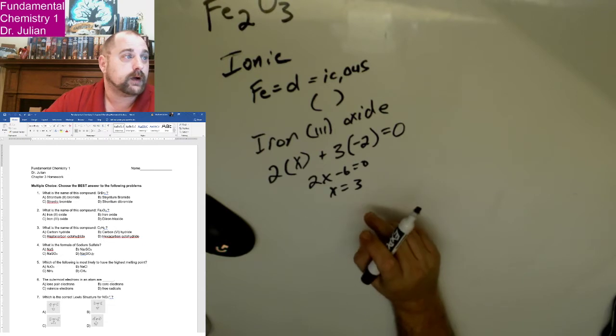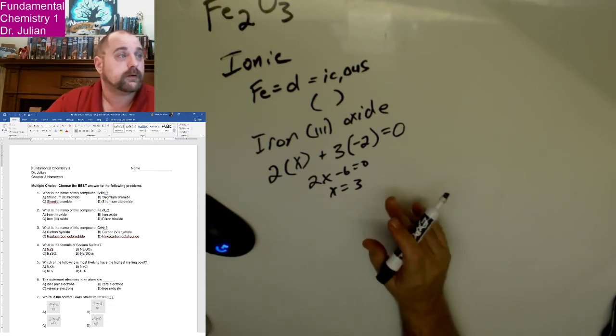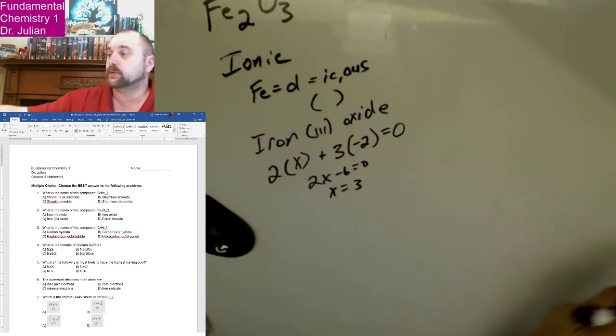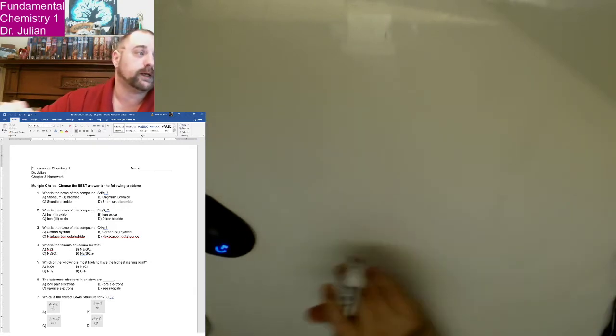All right. So iron oxide is wrong because it's not specific enough. So B is wrong because of that. Diiron trioxide would be if it was covalent. So this is an ionic bond, so we don't use that naming system.